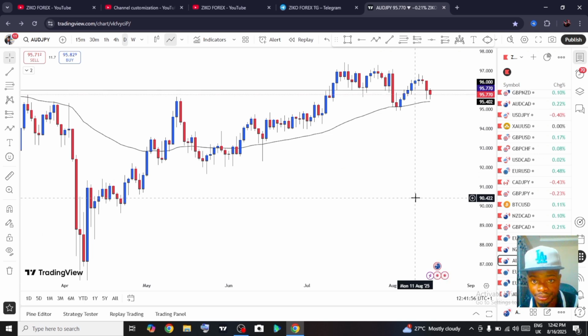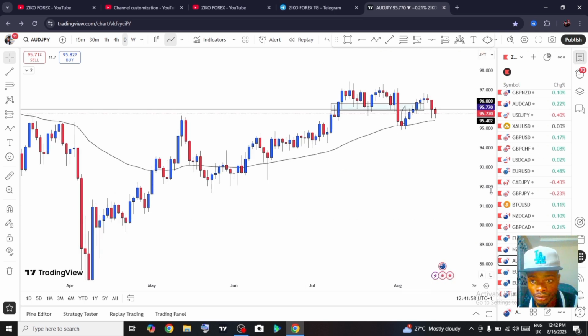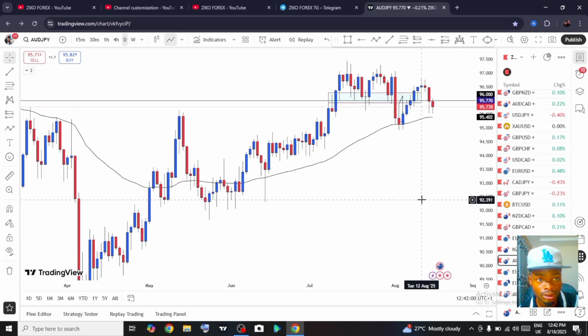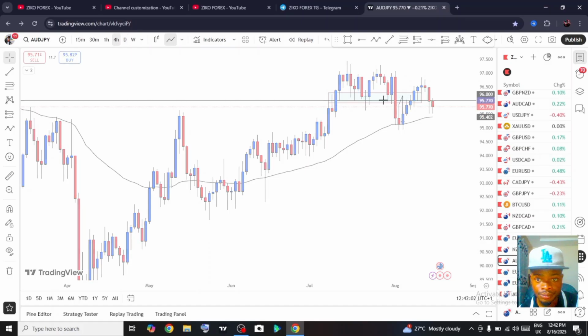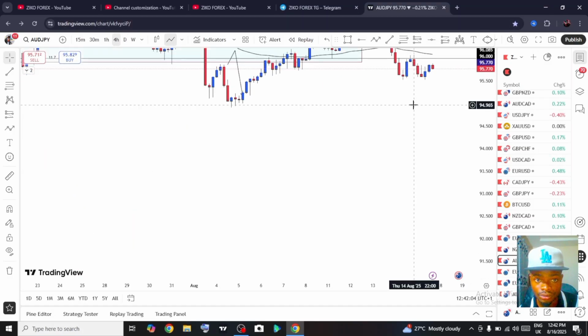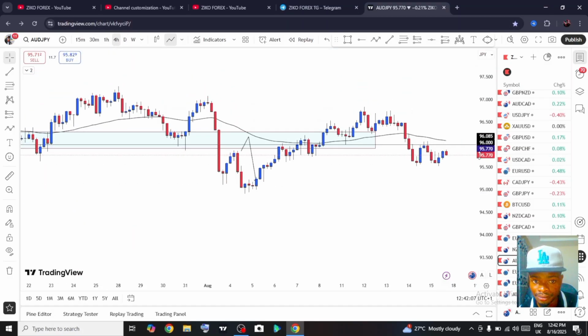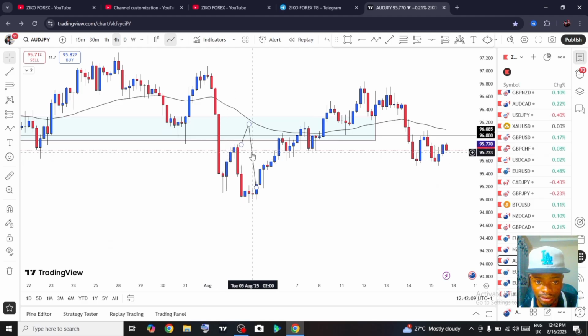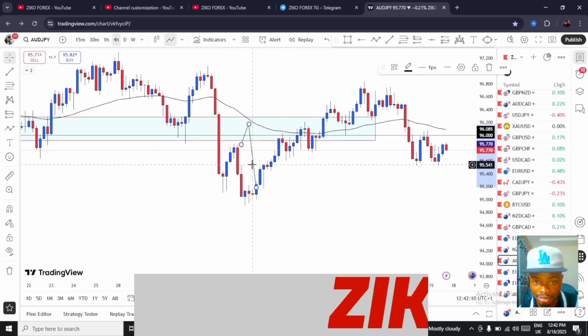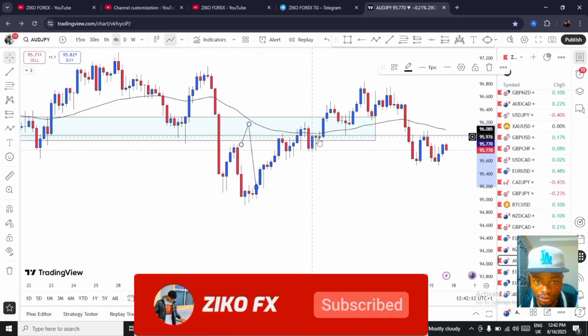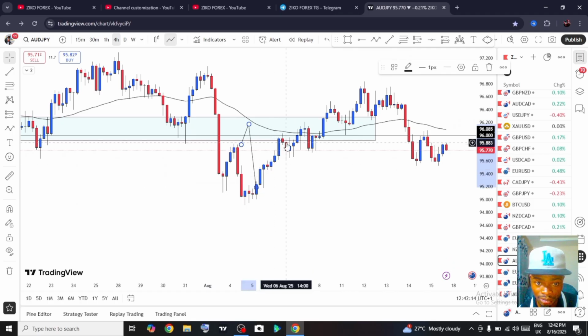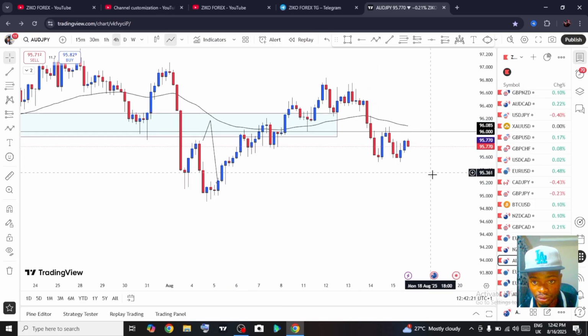AUD JPY. It looks similar. As you can see, the path, I can't remember drawing this path, but clearly it looks like we are looking to sell from this area. And price was bullish, so we can't really sell yet until the price decides to turn bearish. So I think this price action here will still continue bearish.